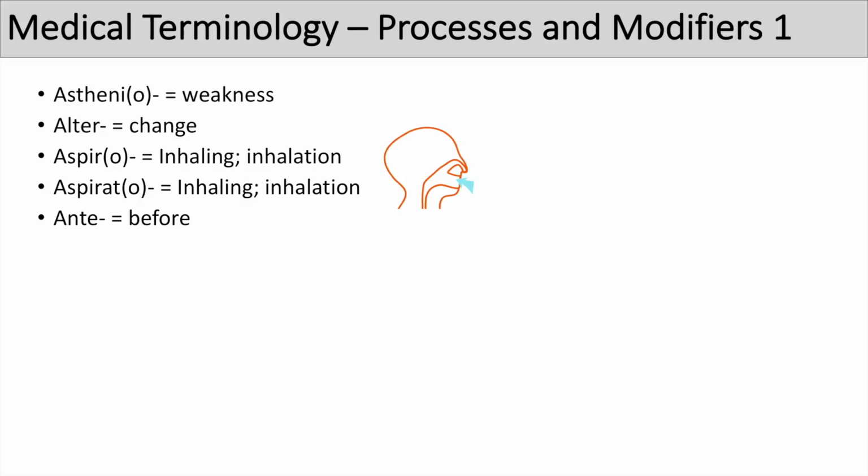The next prefix is ante, so this means before. And pre also means before, so you might have heard of antepartum or prepartum. And post means after, so you might have heard of the word postpartum.